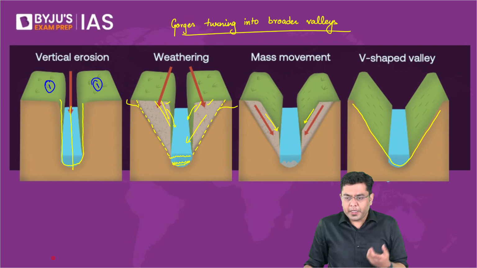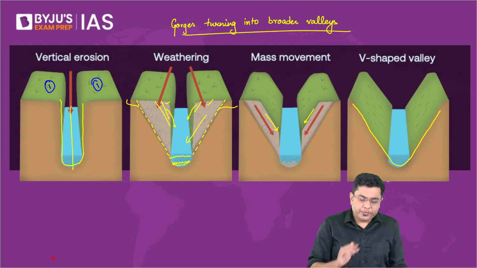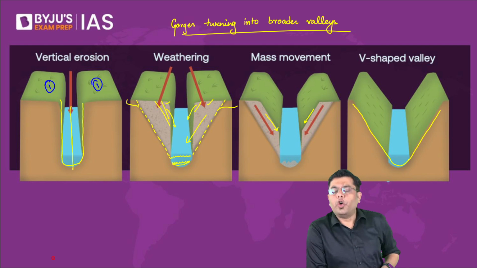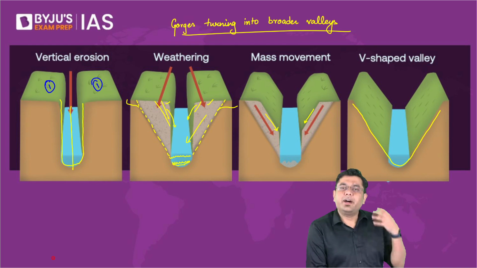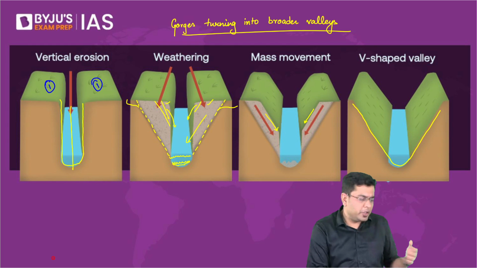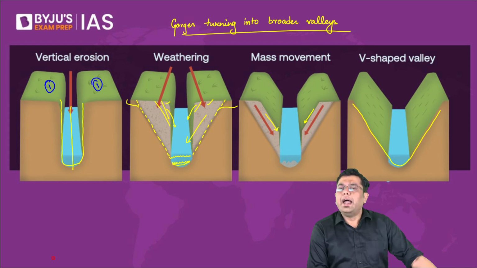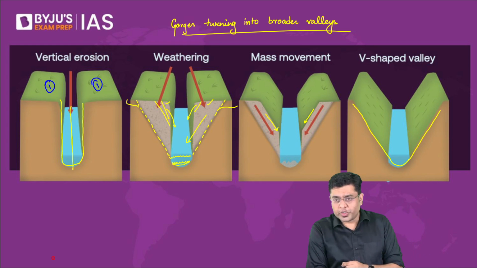Okay. Erosion is the removal of materials from one particular region. So that is how the gorge is created, and that is how the valleys are created. Many of the times it is the gorge and the widening of the gorge. How is it that the widening of the gorge takes place? That is also what we have seen.